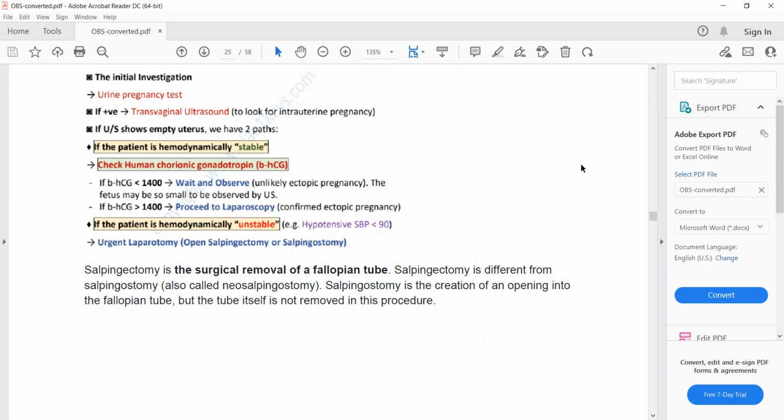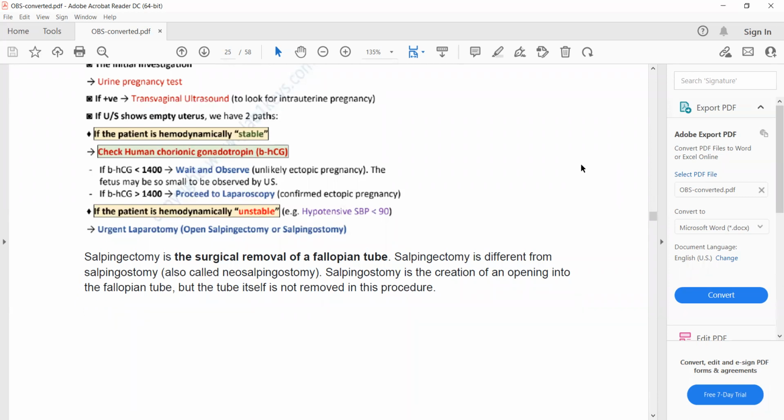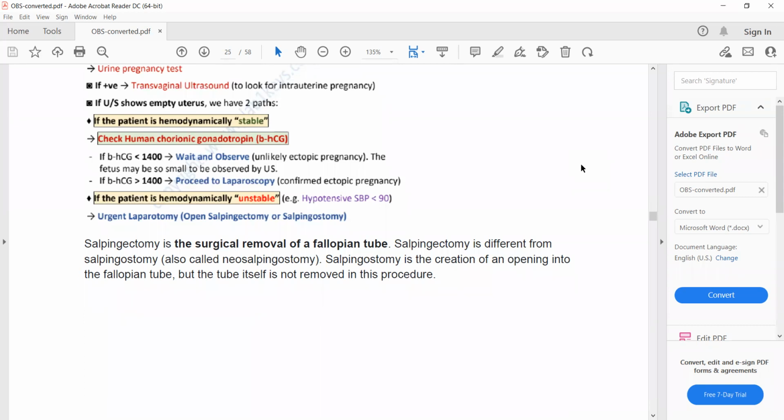And if beta HCG levels are more than 1400, then we'll do laparoscopy and not laparotomy. So in a hemodynamically stable patient, we do laparoscopy to confirm and to treat ectopic pregnancy. In a hemodynamically stable patient, laparoscopy is done. But if the patient is hemodynamically unstable, then it means the ectopic pregnancy has ruptured and we'll do urgent laparotomy.